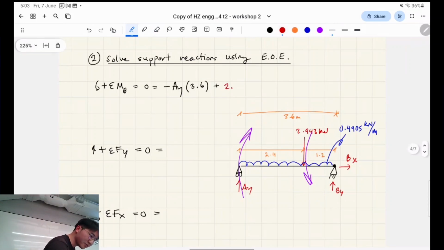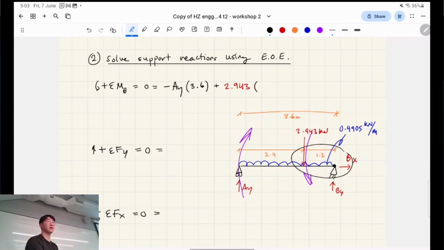I'll just type 2.943, right? Okay, that is 1.2 meters away from point B, right? That's a perpendicular distance from the line of action. Okay, are we done with this line yet? No, because we haven't accounted for the self-weight of the beam, which is the blue distributed load, right?